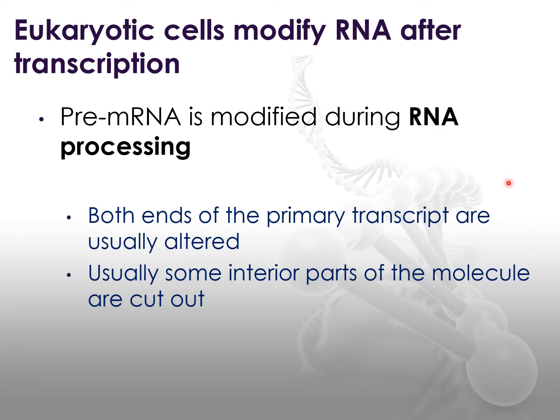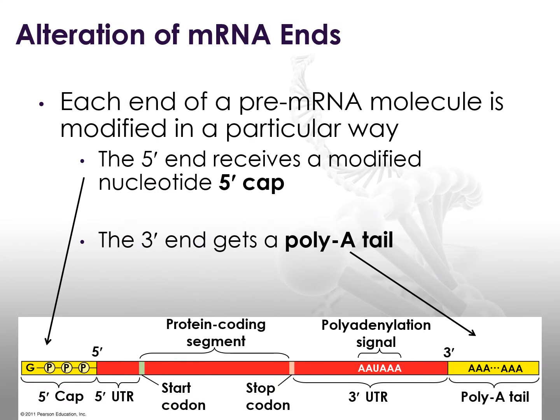This whole process of modification of the RNA is called RNA processing. Now, during RNA processing, both the ends of the RNA are going to be altered, and then regions in the middle of the RNA are also going to be altered. So let's talk about how that occurs. In terms of the ends of the RNA, really, it's not called the messenger RNA, it's the pre-messenger RNA, right? So let's talk about both the 5' end and the 3' end.